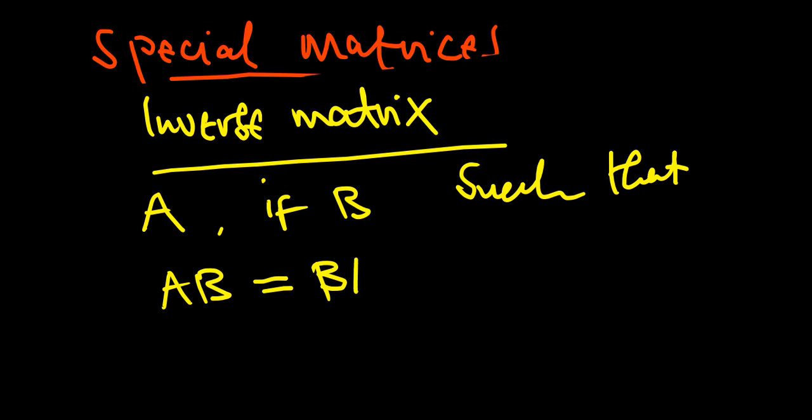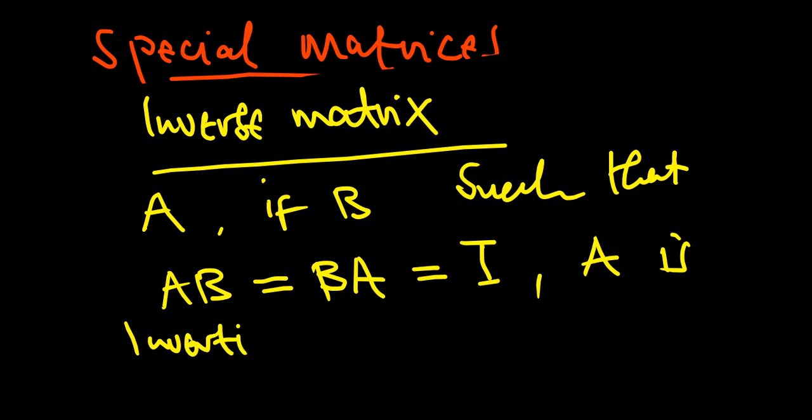And then this here will just give me an identity matrix. Then we say that this matrix A here is invertible. We say that matrix A is invertible and B is its inverse.